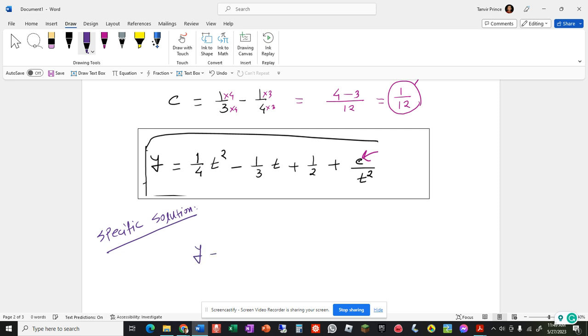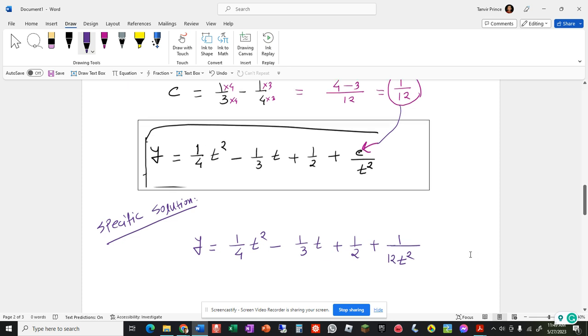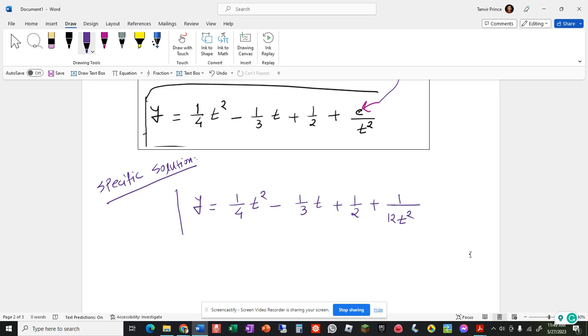The specific solution is y equal to 1 over 4 t square minus 1/3 t plus 1 half plus, I'm going to replace c by 1 over 12. So let's do that. So I get 1 over 12 divided by t square. But instead of writing like that, I can just simply put the 12 in the denominator, right? So 1 over 12 divided by t square is simply 1 over 12 t square. Okay, it looks better. That's it. That is what we get, right?